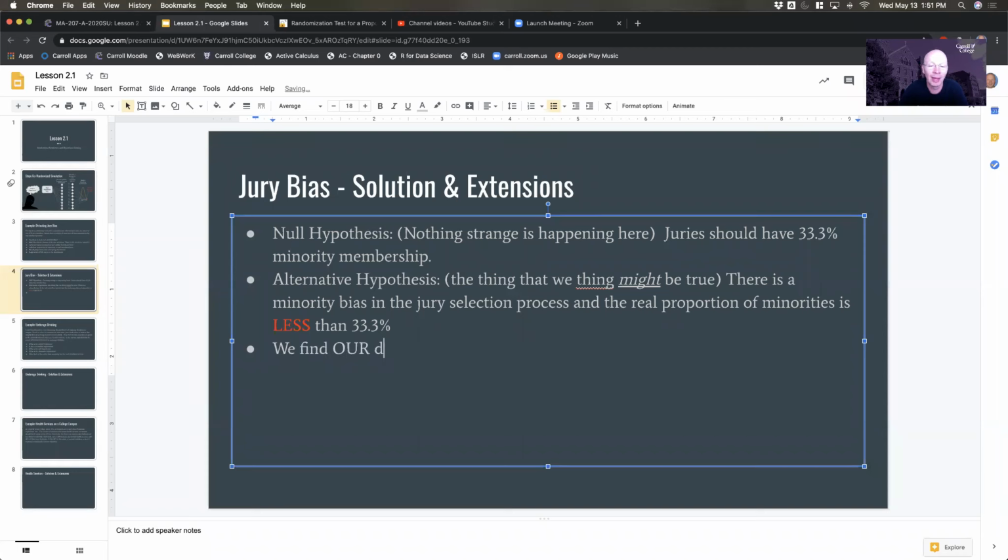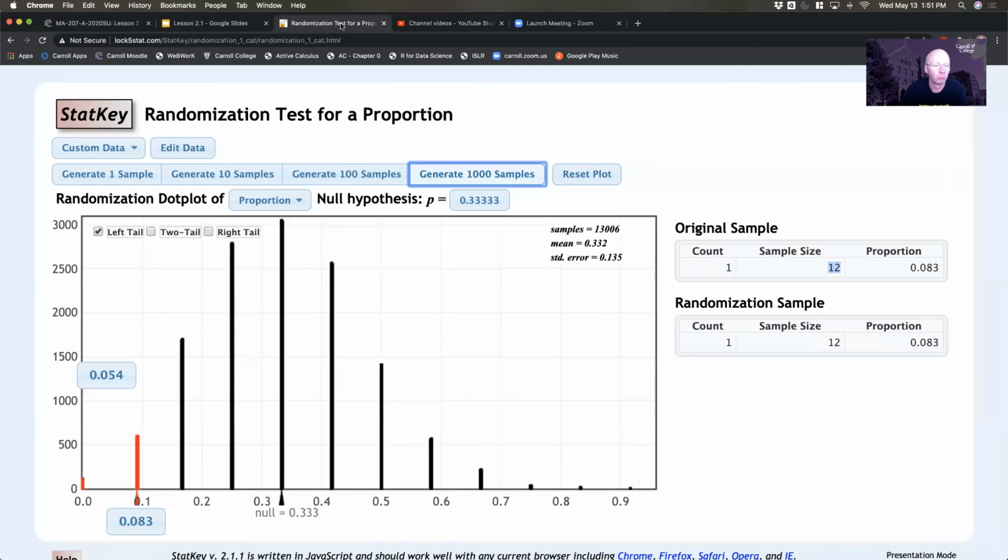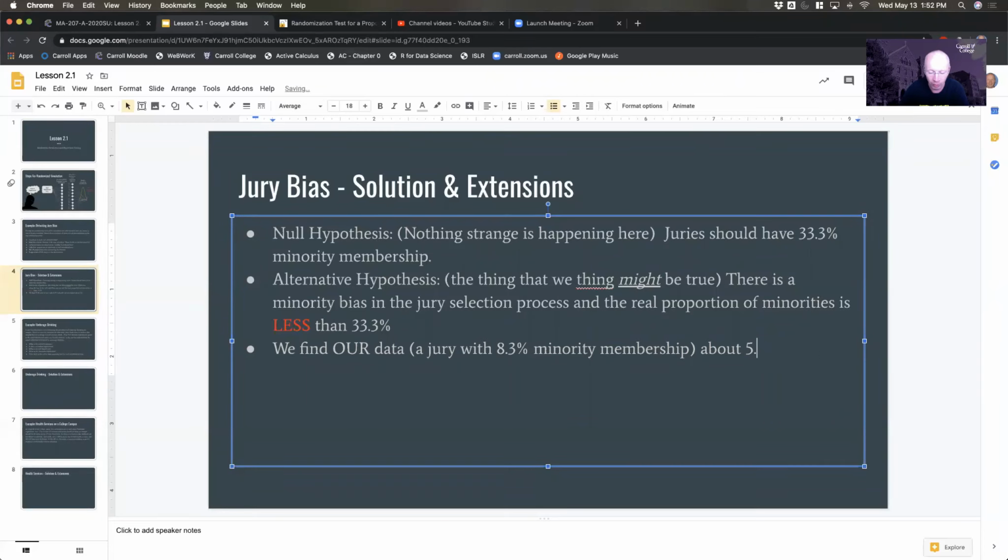So we find our data, that is a jury with 8.3% minority membership, shows up about 5.4, yeah, 5.5, something like that. So about 5.5% of the time.